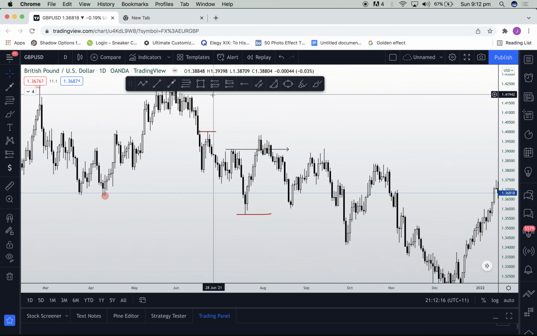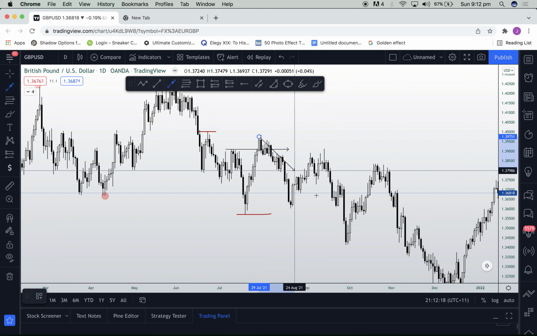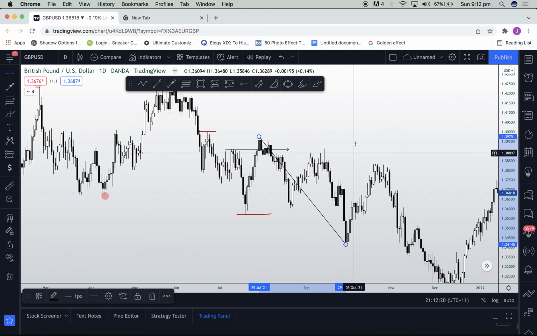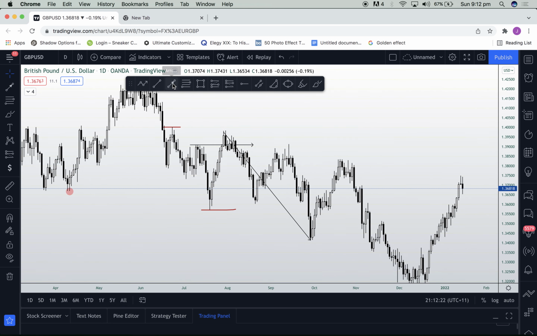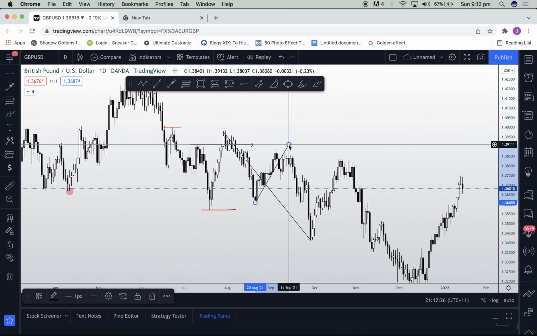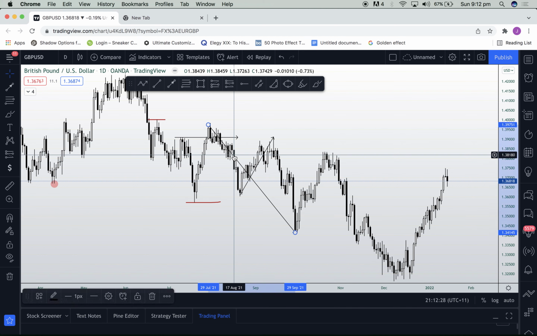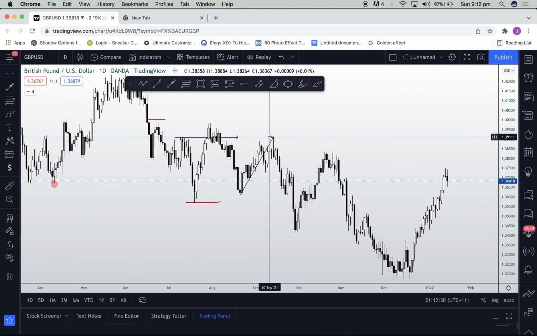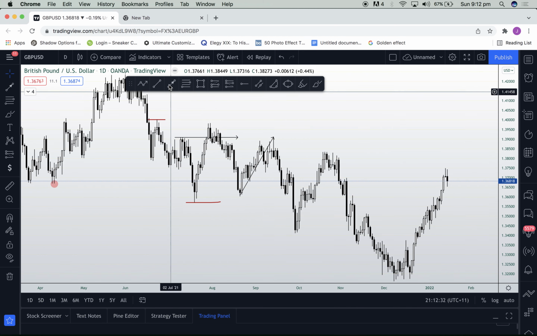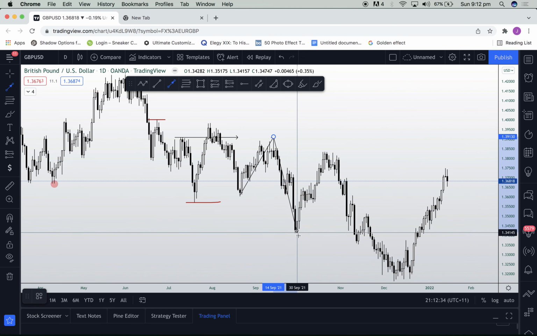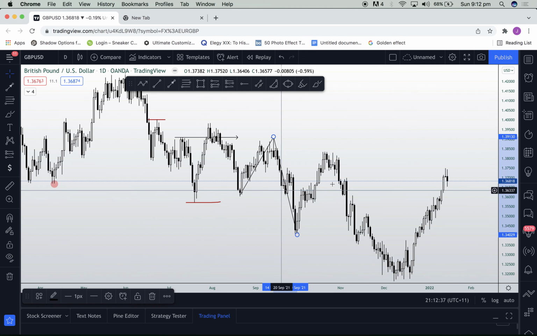Then what does this do? This produces a push to the downside. But in the meantime, it pushed up. So this push up doesn't break the high, but it gives us the push to the downside, giving us a true structure break, meaning that's our new high.